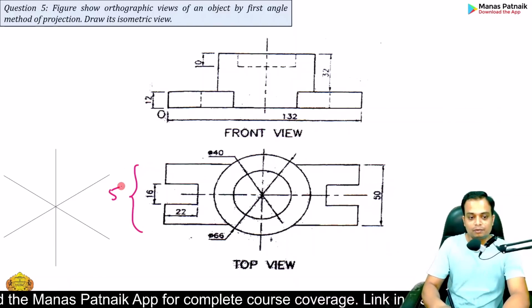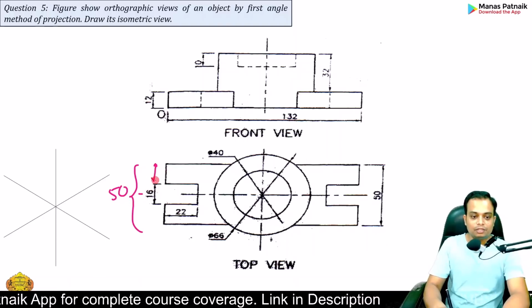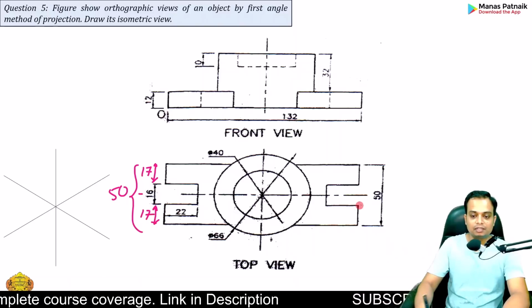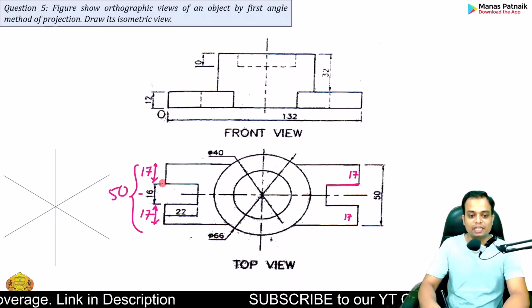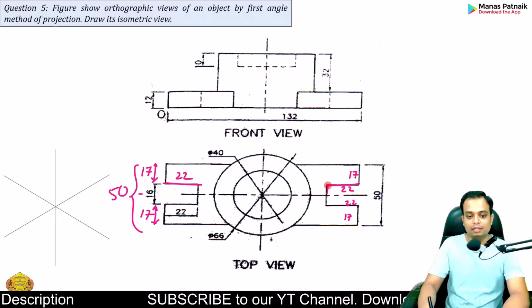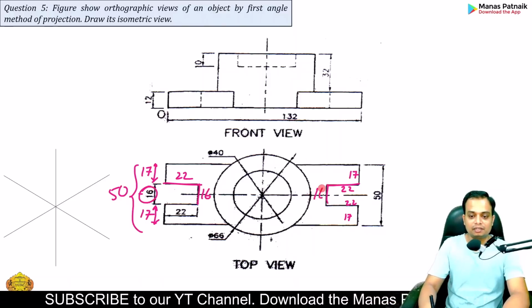Okay, and if you watch, there is something else I need to tell you. This is 50. So 50 minus 16 will give you 34. Half of 34 is here, that is 17. Another half is here, that is 17. Same is the case over here, 17, 17. This, by the way, is 22, 22, 22. This over here has already been mentioned, 16 and 16.